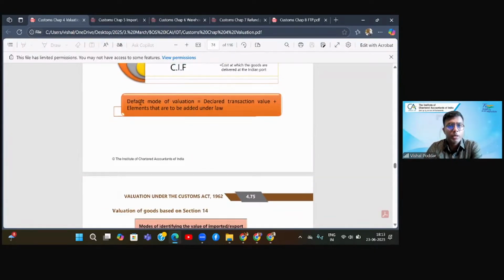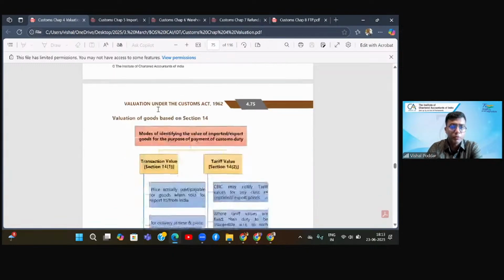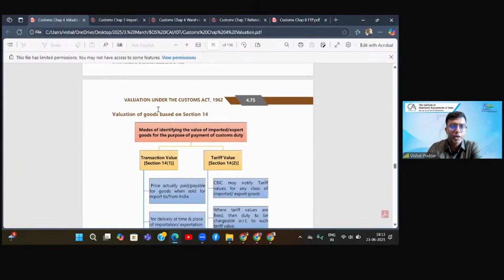Now, the default mode of valuation is equal to the transaction value that you are declaring plus whatever costs have to be added. So what is the default mode? The first priority, same as in GST, is that we also want to take your transaction value here as the taxable value with some additions which are provided in the rules.